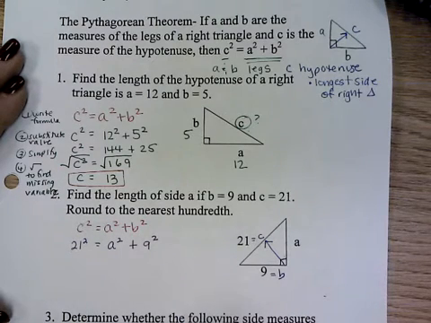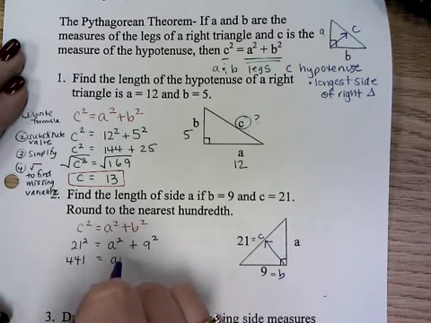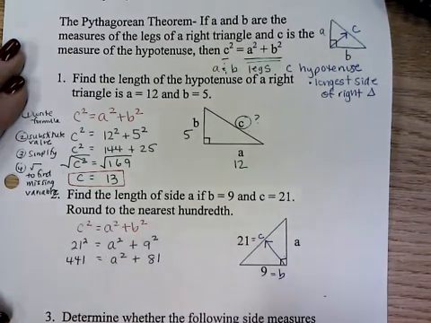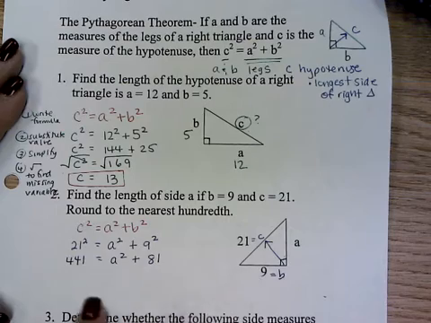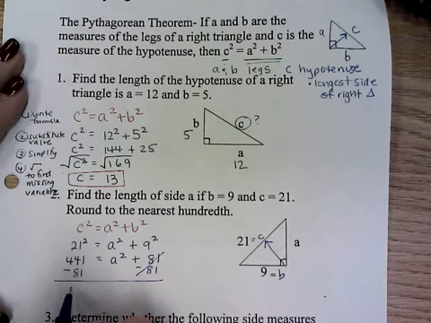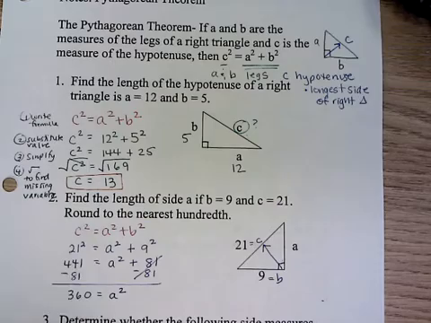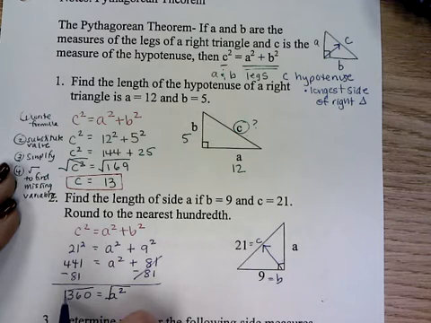So 21 squared, A squared, and 9 squared. Now, I have to get my variable alone. So to do that, I'm going to get rid of the 81. I haven't done anything with my C squared, my A squared yet, excuse me. Now, I'm going to take the square root to get rid of the A squared.